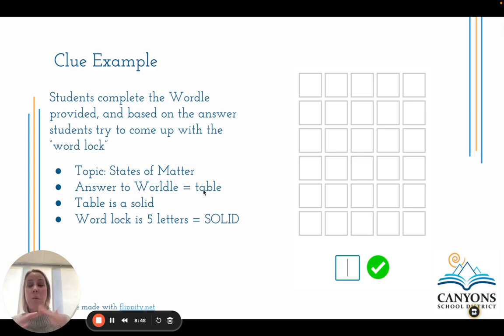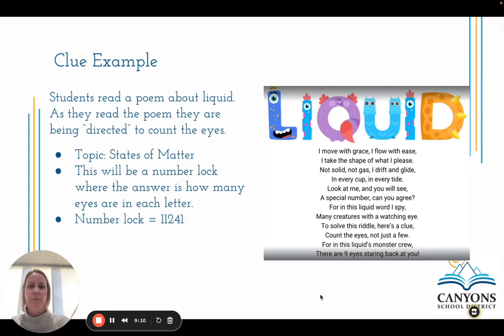This is where that layer of complexity can come into play. They can say, okay, it's table. We're learning about states of matter. Table is a solid. So the word lock is going to be solid. And then I made this, just so you're aware, if you're wondering how did you make a Wordle? Flippity.net has a really great way for you to make a Wordle. You just say what you want the word to be, and it will do it for you.